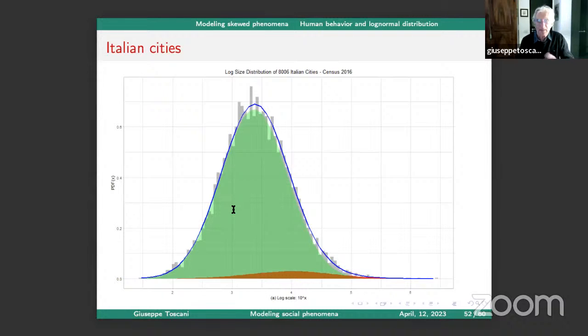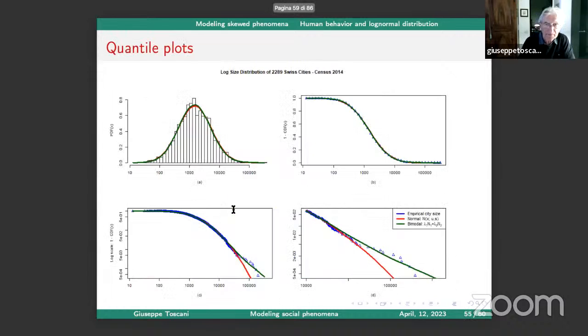This is exactly what you get. You have a perfect adaptation up to a certain point, up to 100,000 inhabitants, and then cities of bigger size are reproduced by a fat-tailed distribution. The log normal is in red, and the second one, this part in green, simply follows the big cities, not the cities of middle size.